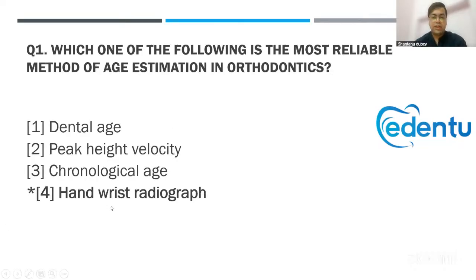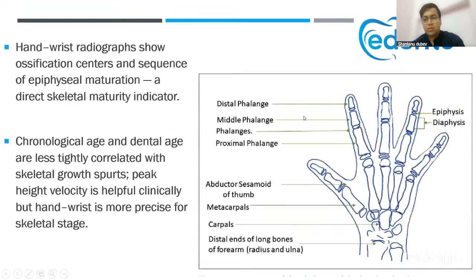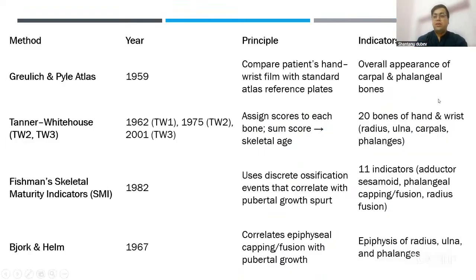So hand wrist radiograph is the answer. Just a quick recap on the hand wrist radiograph. We have various ossification centers and a sequence of epiphyseal maturation, which is a direct skeletal maturity indicator. We take a hand wrist radiograph and then decide upon that. Chronological and dental age are less likely to correlate with skeletal growth spurts. That's absolutely true. Peak height velocity is helpful clinically, but hand wrist radiograph is much more precise. So this is telling you the reason.